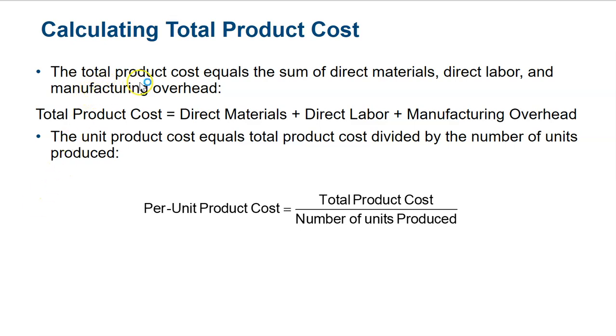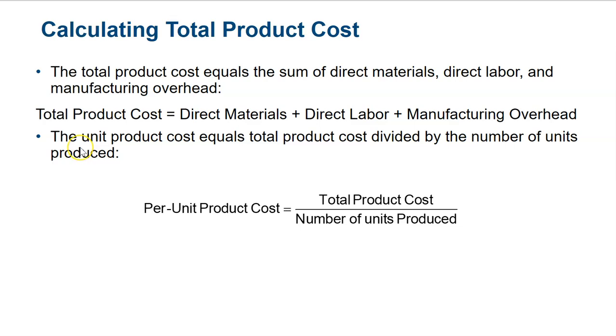It says the total product cost equals the sum of direct materials, direct labor, and manufacturing overhead. So we have a little formula here. Simply, total product cost is going to be equal to our direct materials used plus our direct labor used plus our manufacturing overhead allocated. Okay, so these are both direct items, materials and labor, and manufacturing overhead is an allocated amount. We'll probably say that several more times.